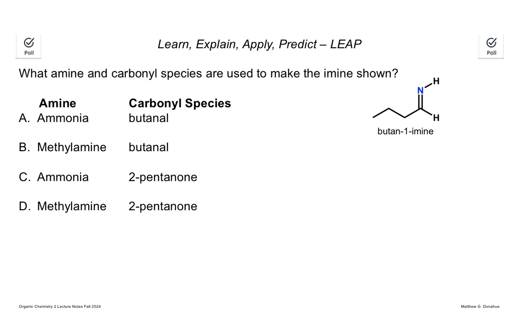So this question we already went through. The carbonyl species, oxidation state 2, has to be butanol, so we can get rid of C and D. If we look at the top, we see there's a hydrogen there. It needs 2 more, so that has to be ammonia, so we can get rid of B.